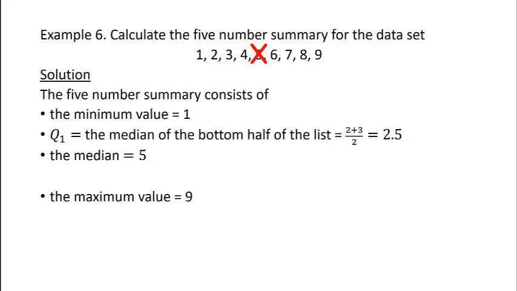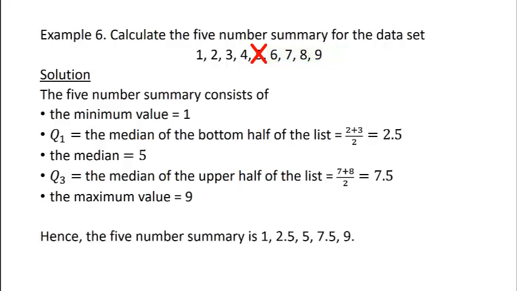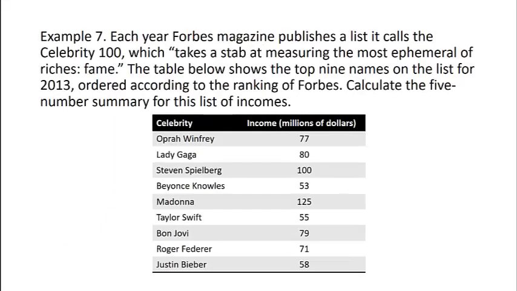So, for Q1, the median of the bottom half will be the median of 1, 2, 3, and 4, so 2.5. And for Q3, the median of the upper half will be the median of the numbers 6, 7, 8, and 9, so 7.5. So our 5-number summary would be 1, 2.5, 5, 7.5, and 9. Here's one final example like this.